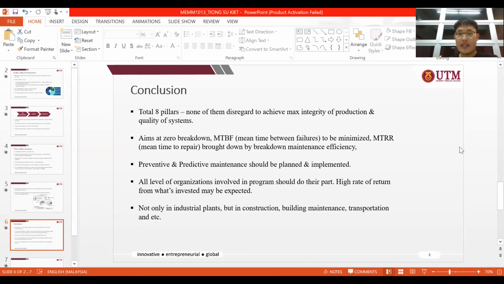All the levels of the organization involved in the program should do their responsibility, which will eventually bring a high rate of return on what is invested. Not only should we include the industrial plant, but also construction, building maintenance, and transportation.